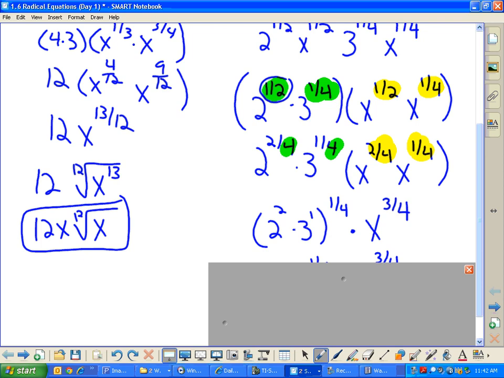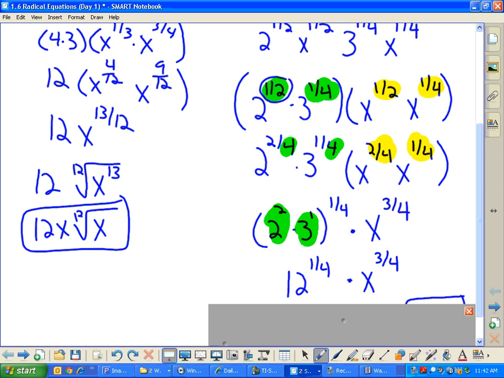Do you see that? So I pulled the 1/4 out, and then I'm like, oh, easy. I got 2 squared and 3 to the 1st. I can do that math. 2 squared is 4 times 3, that's 12. So it's like I have 12 to the 1/4 power. Oh yeah, and then x is also raised to the 3/4 power. So now it's easy to write it as a radical.